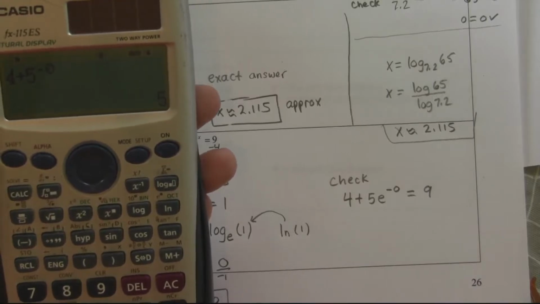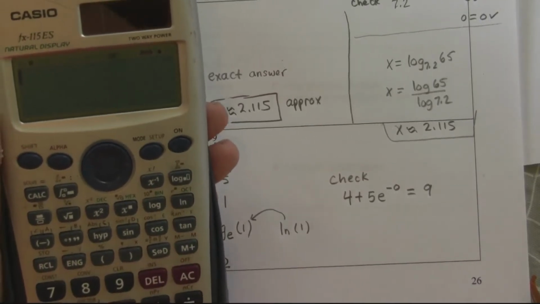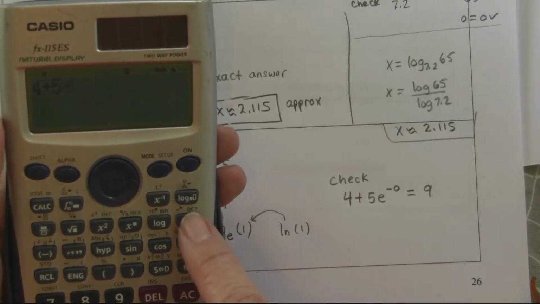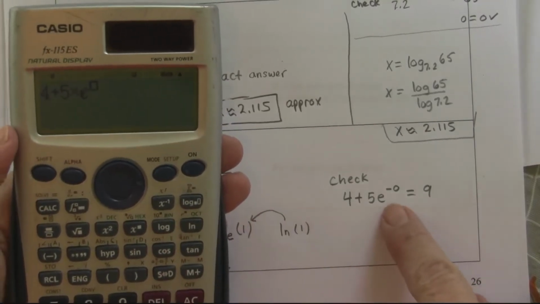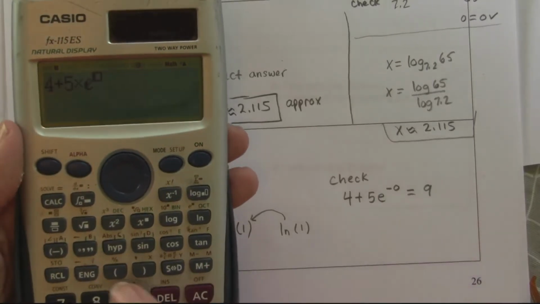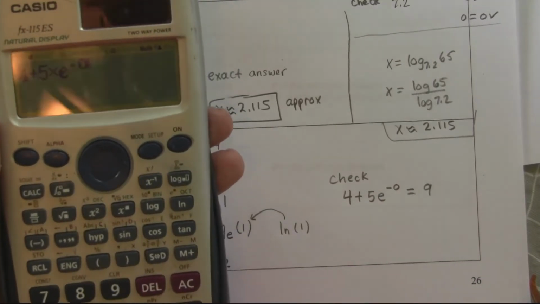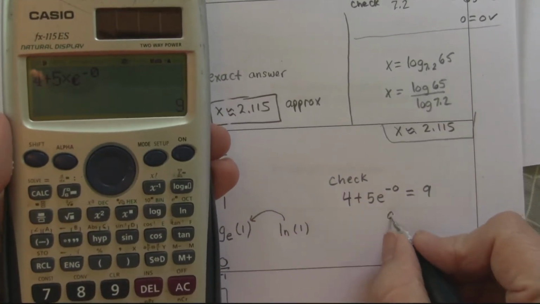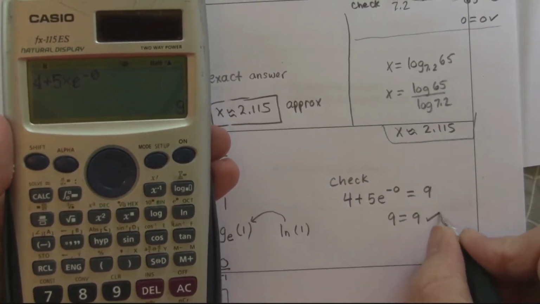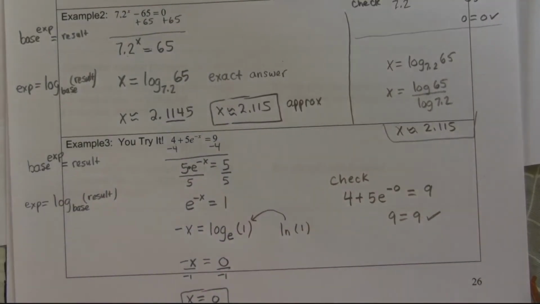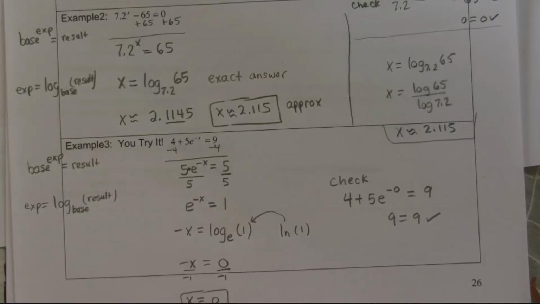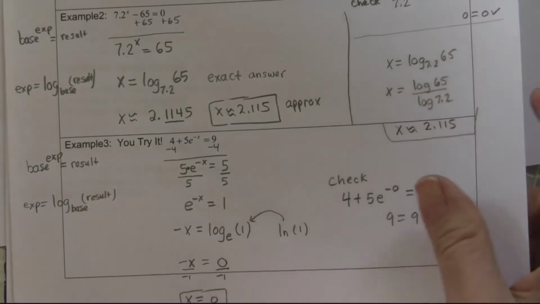what did I forget? Oh, I forgot the e. Sorry. 4 plus 5, and then times e, because I forgot to put the e, and then raised to the minus 0. And I do get 9. I wasn't getting 9 before because I was talking at the same time that I was putting it in. And so I forgot to put in the e, and I got a different answer because I didn't put in what I had.